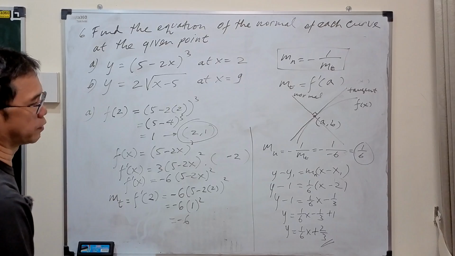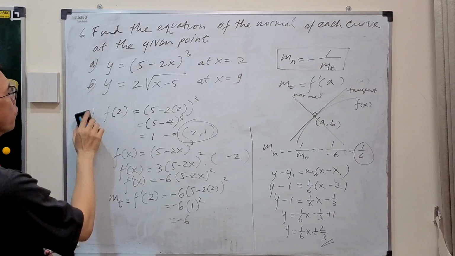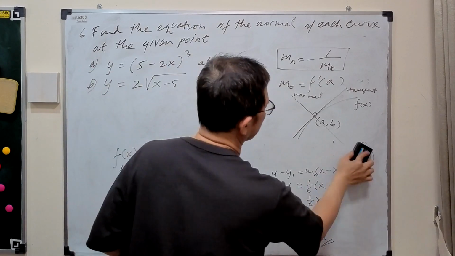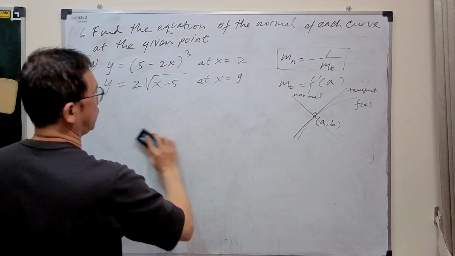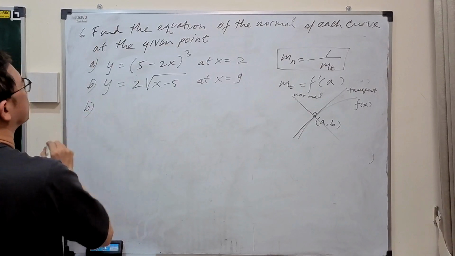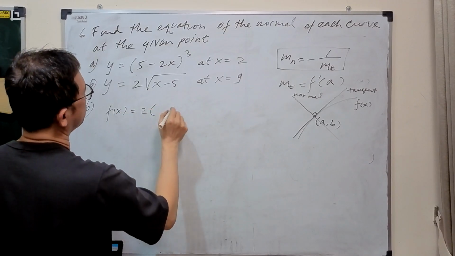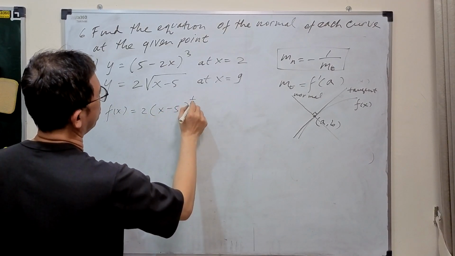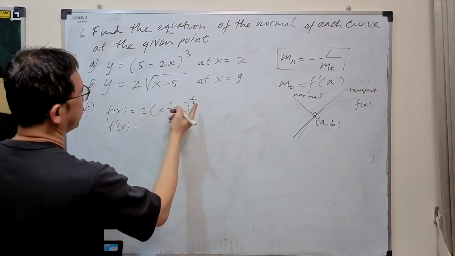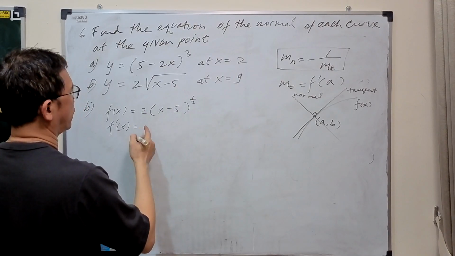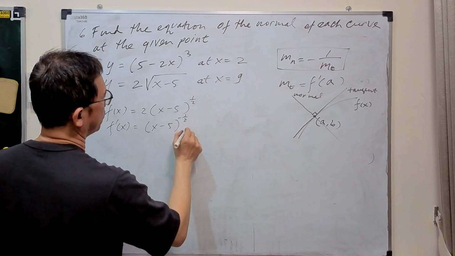Okay, let's continue with finding the equation of the normal of B. The function is 2 times the square root of (x minus 5). We can express this as 2(x minus 5) to the power of half. And then we apply the chain rule to find the derivative. Half times 2 is 1, no need to write. Just write (x minus 5) to the power of negative half, subtracting 1 from the exponent, times what?